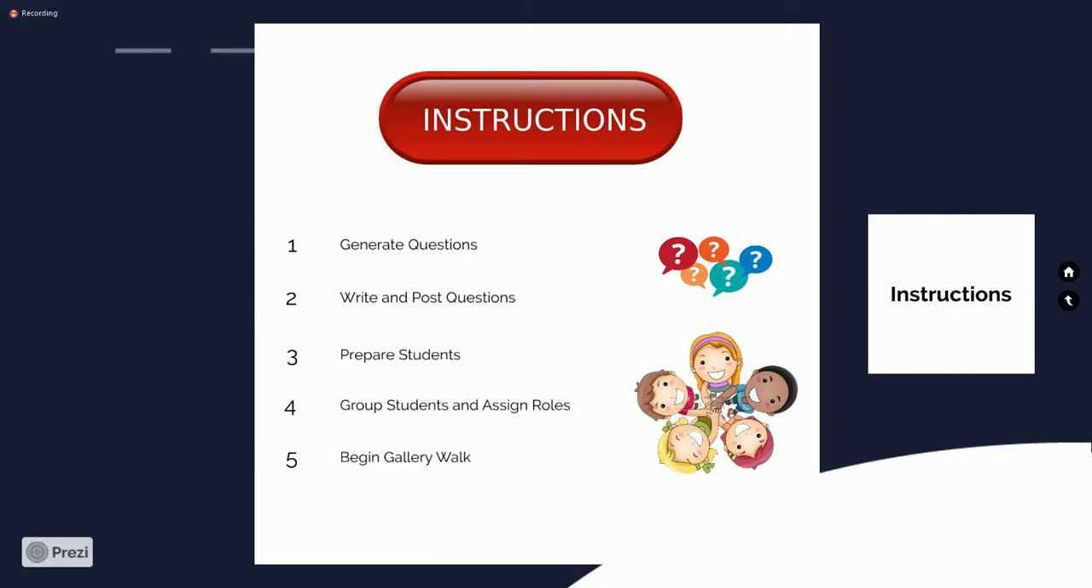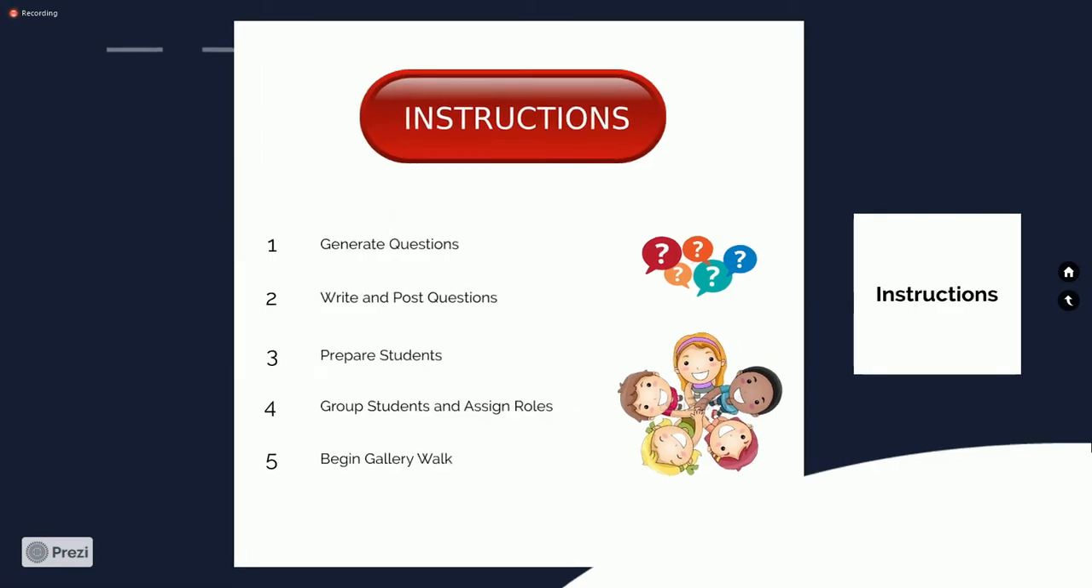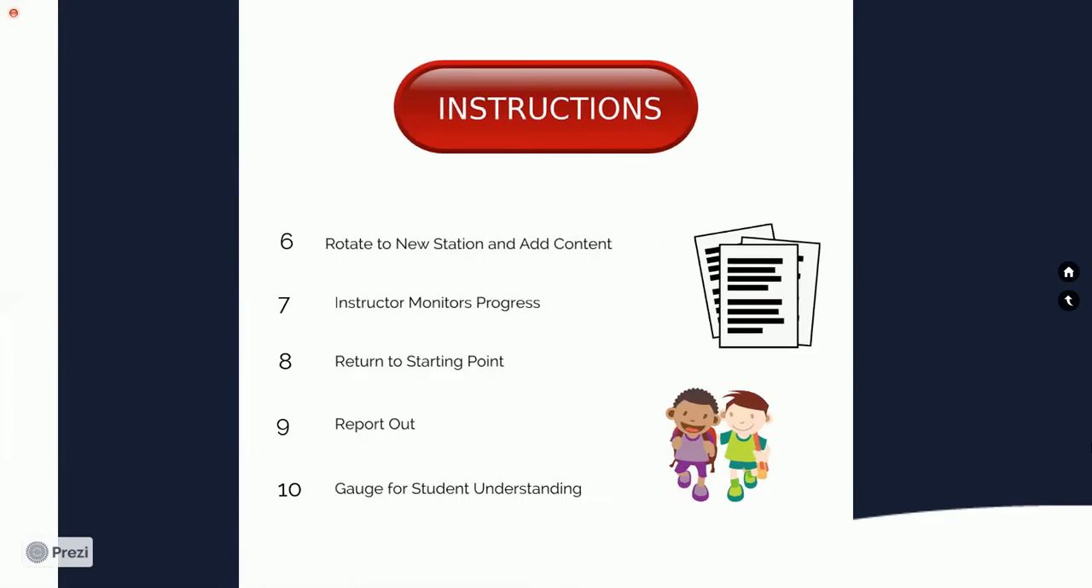5. Begin gallery walk. Direct teams to different charts or stations. Upon arriving at the station, each team writes comments for the question posed at the station. 6. Rotate to new station and add content. After a short period of time, groups will be rotated to the next station. At the new station, groups add new comments and respond to comments left by the previous group.